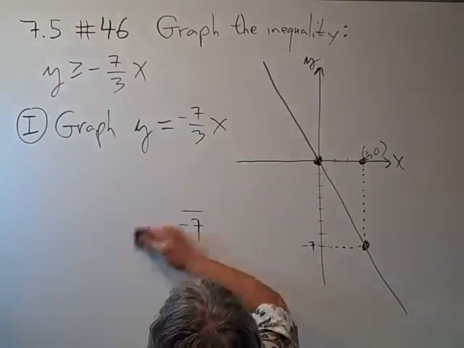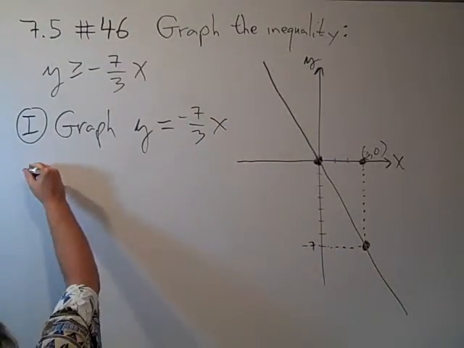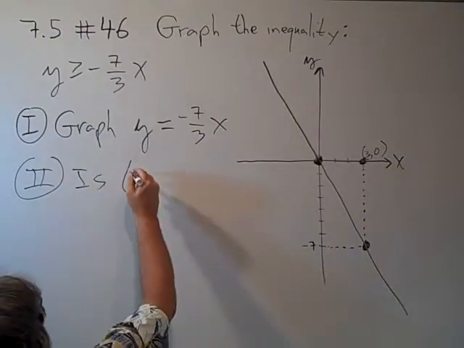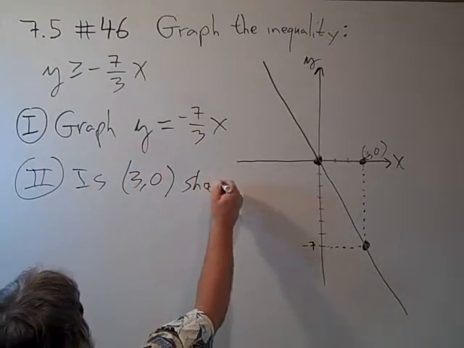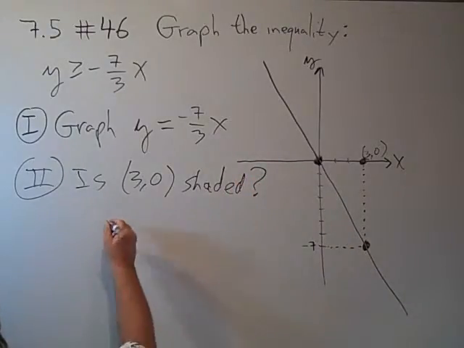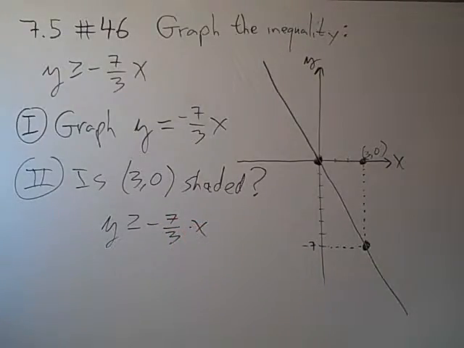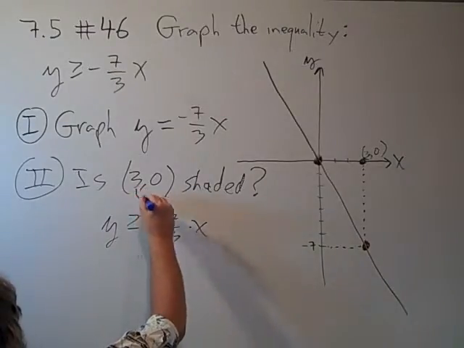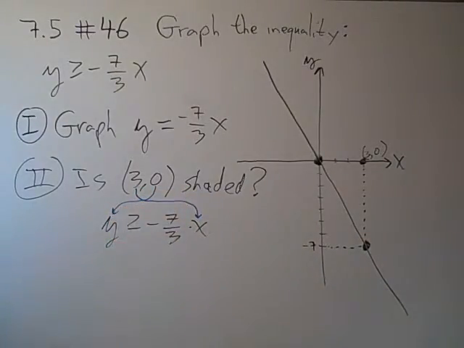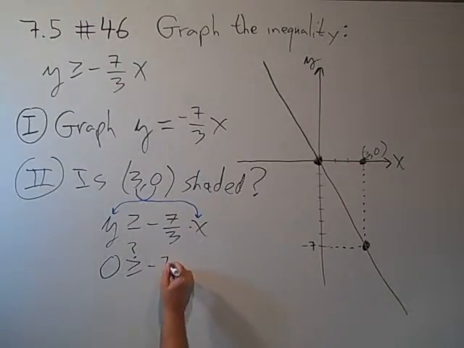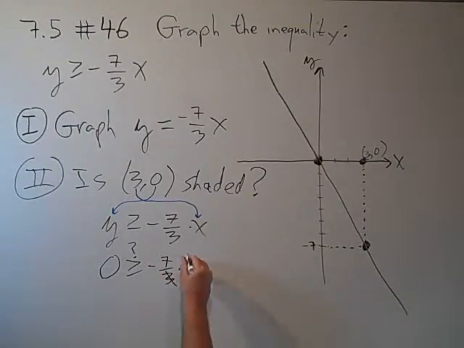But let's do it by using this as a test point. Let's ask, is 3, comma 0 shaded? We answer that by going back to the original inequality and simply substituting x equal 3 and y equals 0 and see if that's true or not. So y then is equal to 0, and we're wondering, is this bigger than negative 7/3 times 3? Well, negative 7/3 times 3, we're dividing by 3 and then multiplying by 3, so the 3's cancel out.